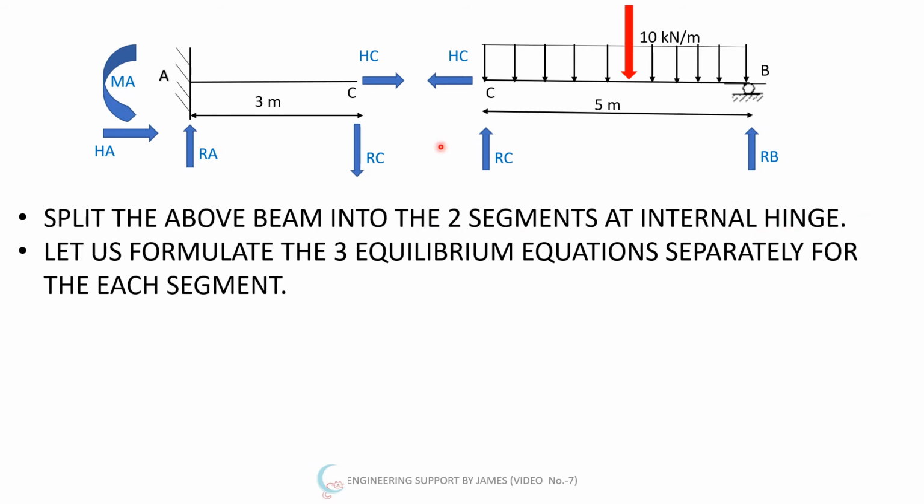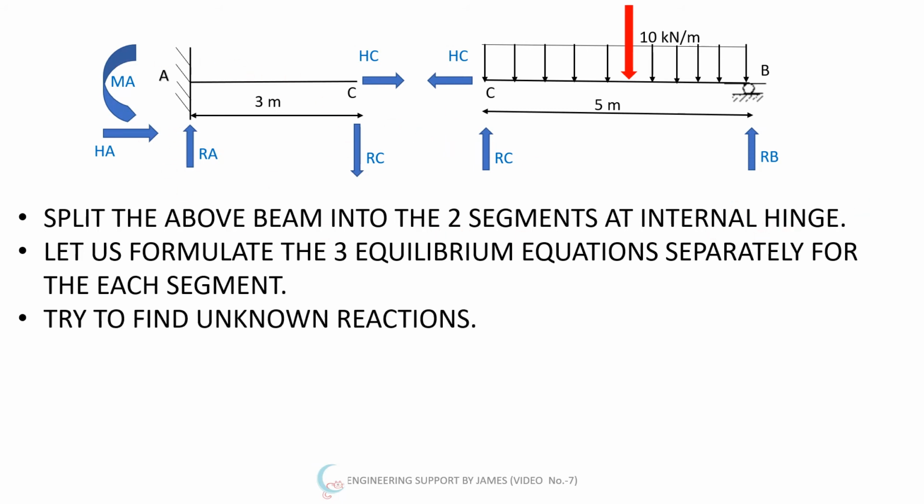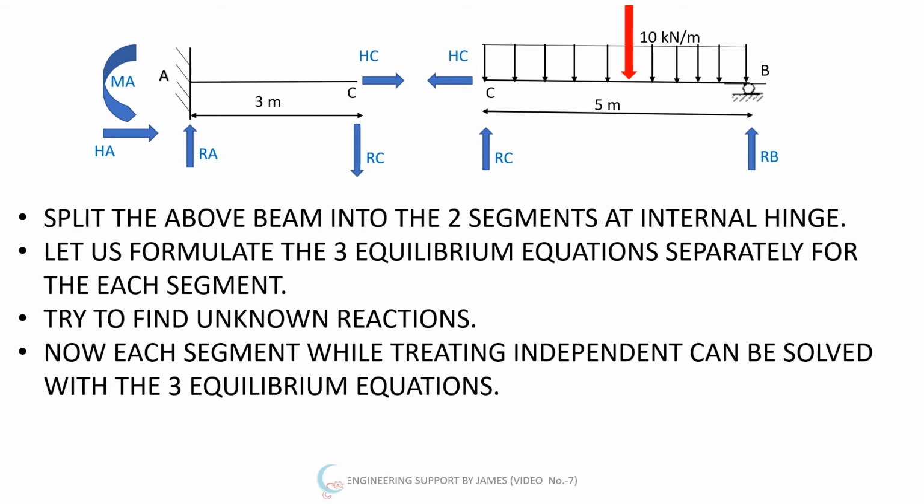Next, let us formulate the equilibrium equations separately for each segment. For this case, we have three equilibrium equations and we can solve it. Here also we can solve it. So our structure is determinate now. Now we will try to find out the unknowns.